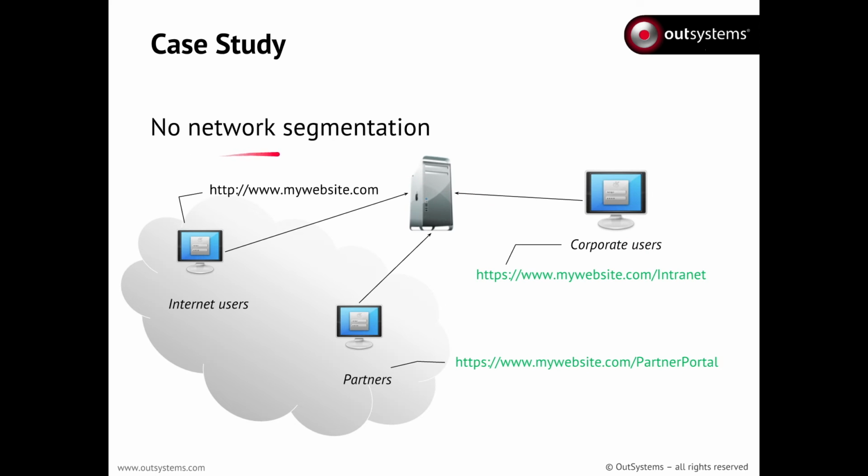with no network segmentation. The applications for the internet users, which is the public website, and the partners, which is the mywebsite.com/partner portal, are accessible to anyone on the internet. And even the intranet application, which should be only for corporate users because it has a normal address, currently there are no firewalls, no users, no nothing, can be accessed publicly. So this is completely unprotected. Let's start applying the best practices to protect our user, our company.